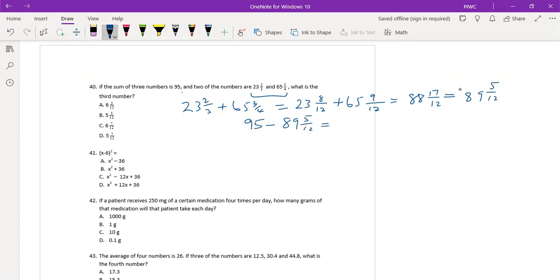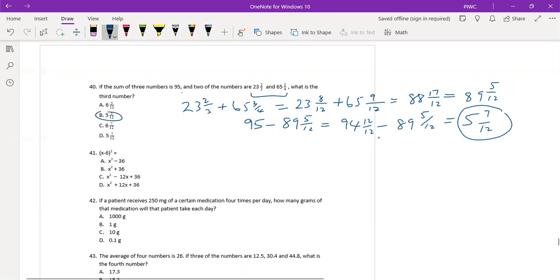So that will give us 94, 12 out of 12 minus 89, 5 out of 12. And then we'll end up with 5, 17 over 12 as the answer. That's this. Okay.